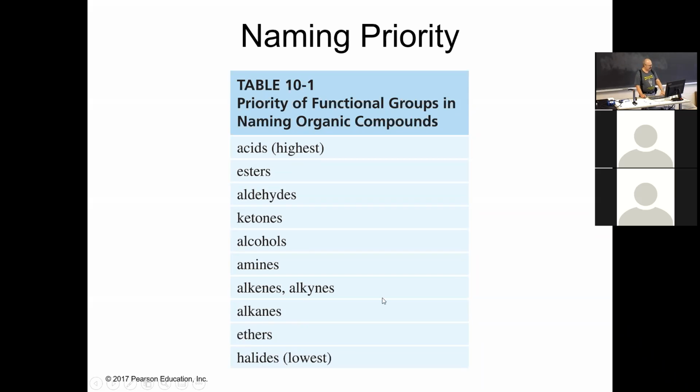Then we have ethers, and then alkenes and alkynes. Then above alkenes and alkynes, we have amines, then alcohols, then ketones, aldehydes, esters, and then above everything else, way up at the top, are the carboxylic acids.